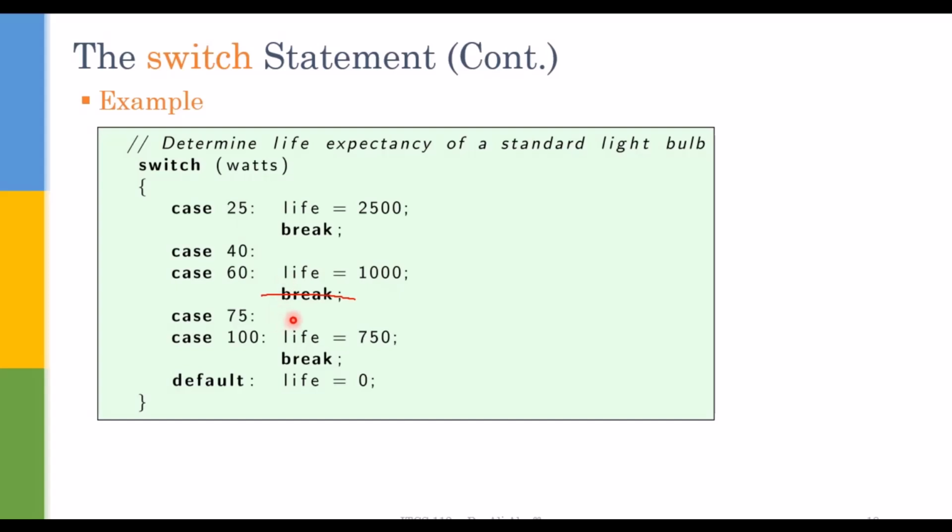And again, there is no break, it will go to the next place, and there is nothing. And it will go to the next, it will put 750 into life, and now there is a break, it will go outside. So what is the last value of life? It is 1,750.